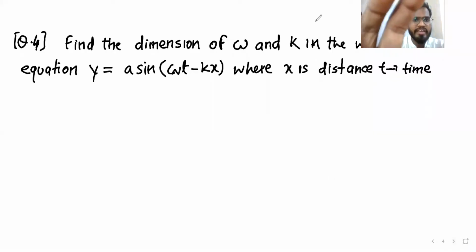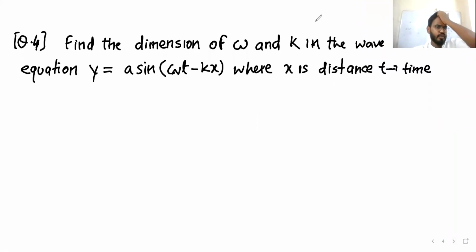Okay. Find the dimension of omega and k. The wave equation y is equal to a sine of omega t minus kx, where x is distance and t is time. Okay. So here, guys, a sine theta. Theta is what? Dimensionless. Angle. Theta means ultimately angle, right? Angle means the unit is radian, but the dimension is dimensionless. So we can say omega t and kx are dimensionless, right?